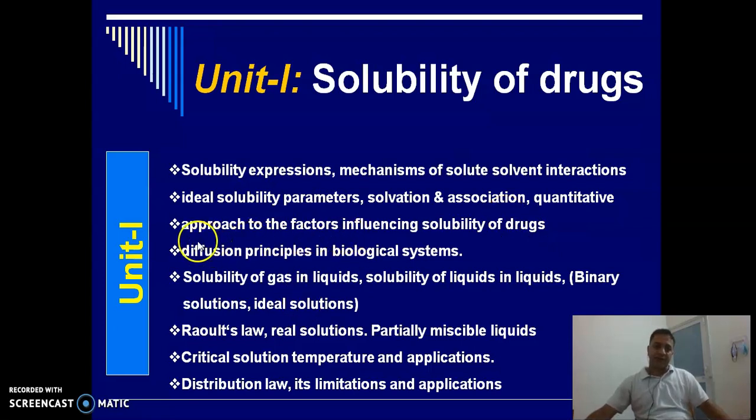Next topics are diffusion principle in biological system, which contains different types of theories of diffusion and active and passive diffusions. Next is solubility of gas in a liquid, solubility of liquid in liquid, either binary solution and ideal solution or real solutions. A very important law, that is Raoult's law, real solutions, partial miscibility liquids, miscible liquids.